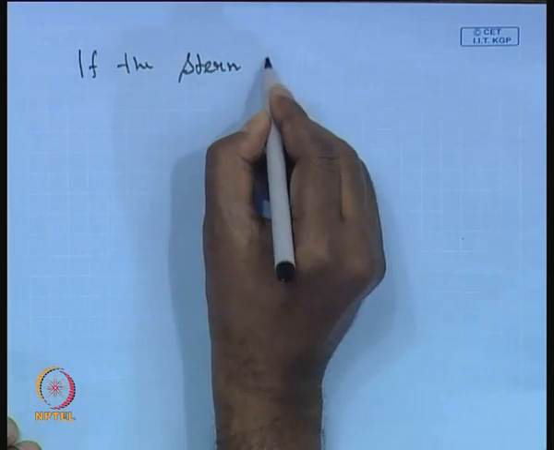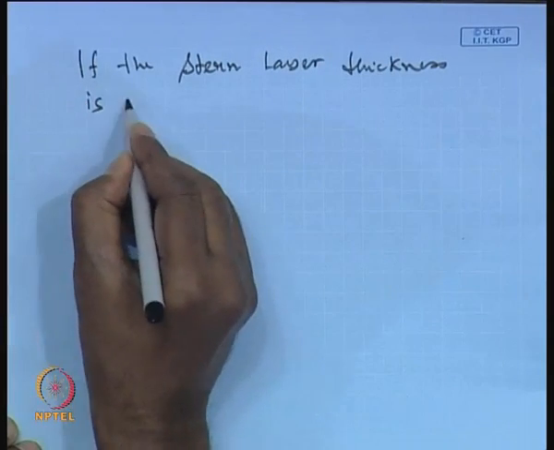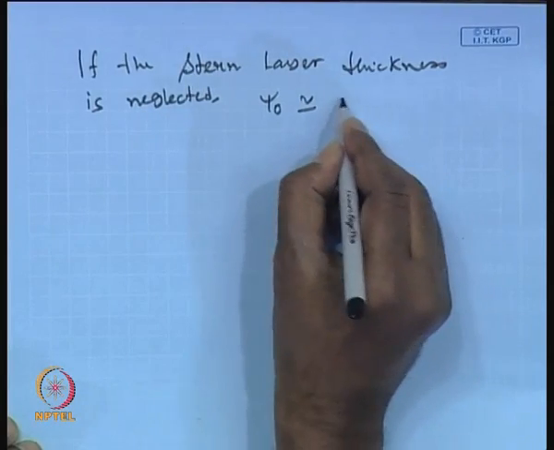So therefore, the outside surface of the Stern layer is exposed to the electrolytic solution, and the potential that will be measured by the zeta potential meter is the potential existing on the outer surface of the Stern layer, and typically the Stern layer thickness will be extremely small. So if the Stern layer thickness is neglected, then this psi naught will be approximated as the zeta potential.